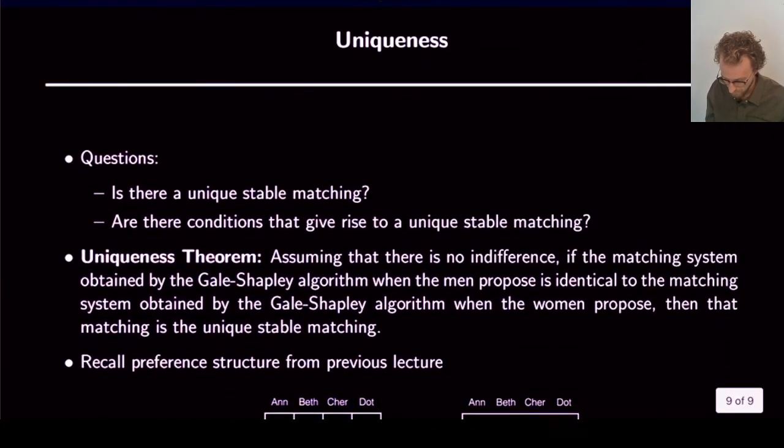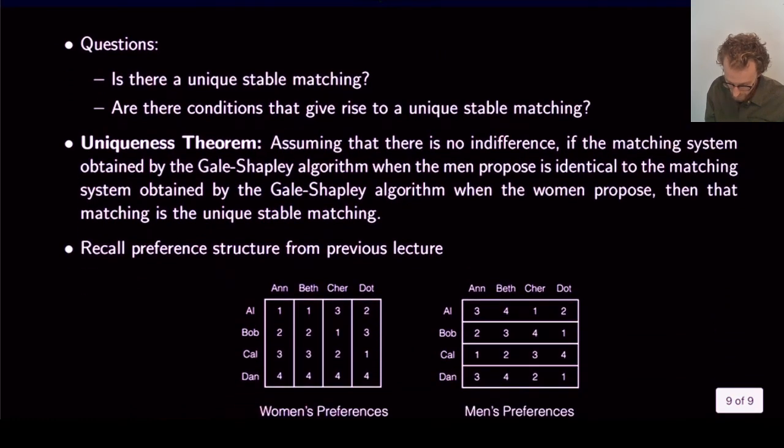thing for them, and then the uniqueness theorem takes that and says that if everybody has strict preferences, so we've got no people who are ambivalent about who they get matched with, if you run the Gale-Shapley algorithm twice, once with the men proposing and once with the women proposing, and you get the same answer, then that one stable matching is the only possible stable matching for those preferences.